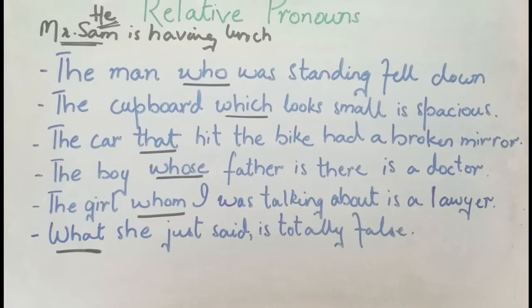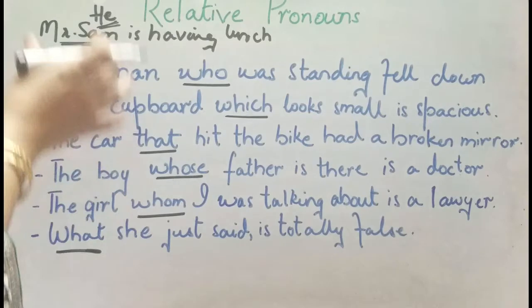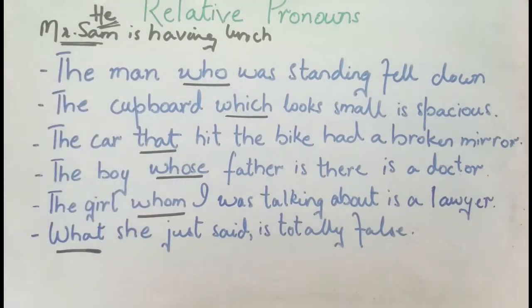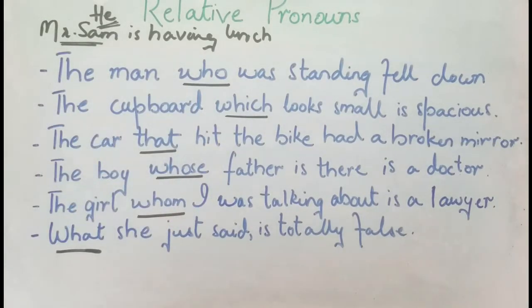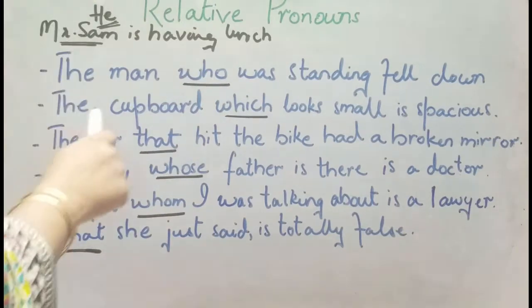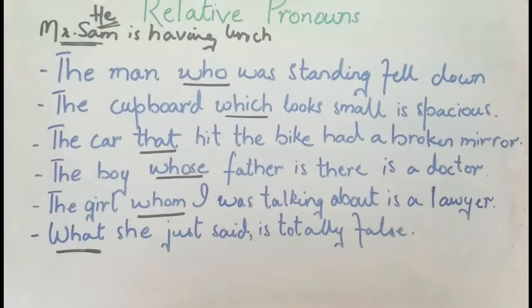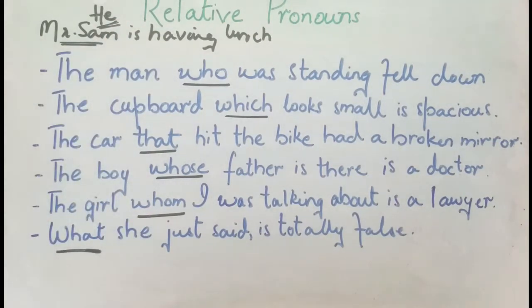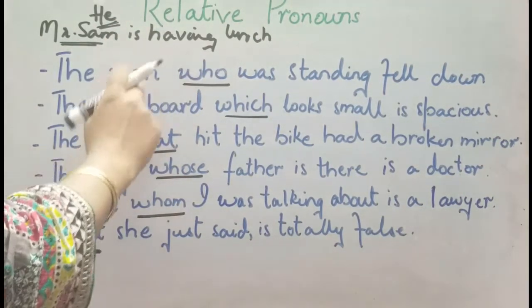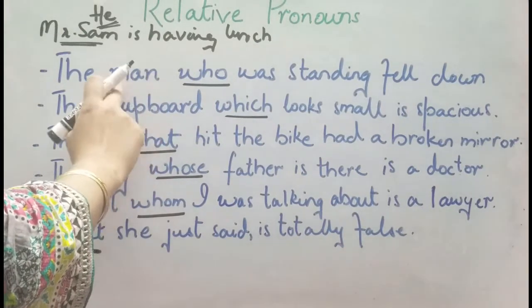Now let's look at relative pronouns. Since you are clear with the pronouns, I've written a few examples over here. I'll just give the explanation in short, then we are going to move in detail. The first one, the man, just look at these sentences. The man who was standing fell. Now I have my relative pronoun, that is who, in the sentence. Now why have I written who over here? I've written who because my antecedent is a noun, is a person.